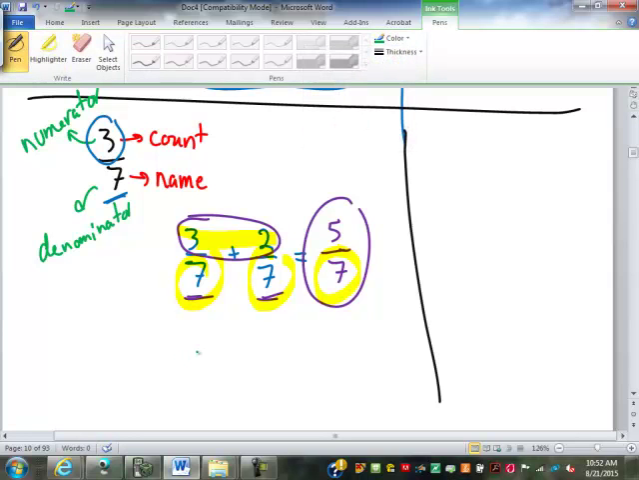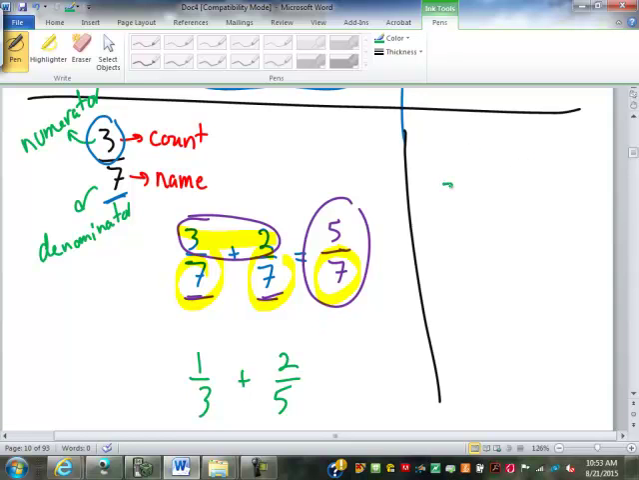If I have something like 1/3 plus 2/5, can I add those the way they're written? No, they have different names. Later on, in a few minutes, we're going to see how to change their names, to change the denominators to make them the same so that we can add them. But for right now, all we need to know is different names we can't add or subtract them.